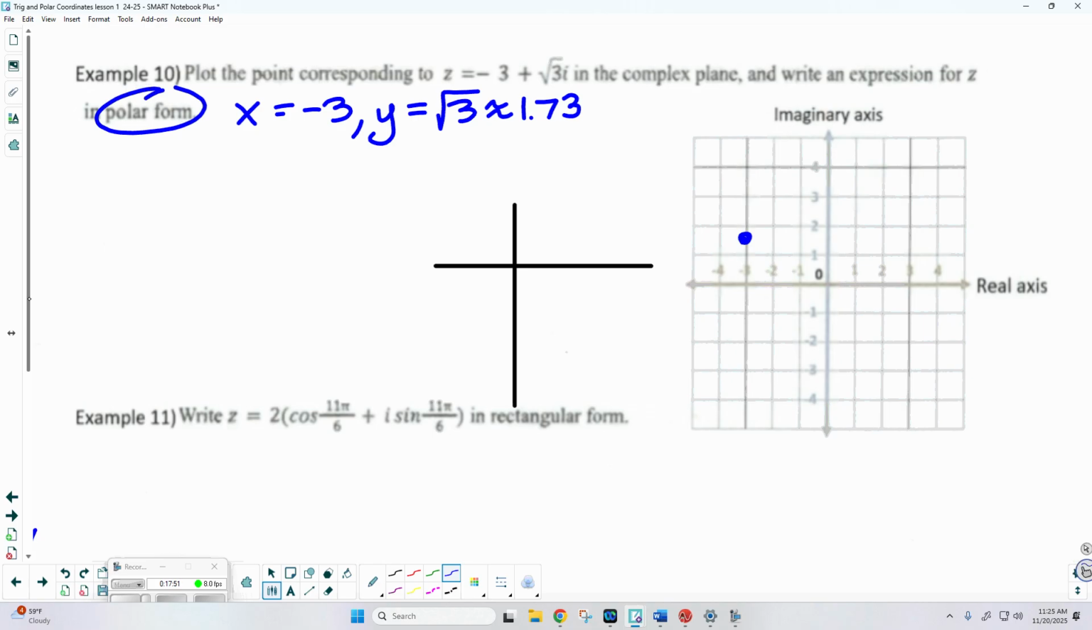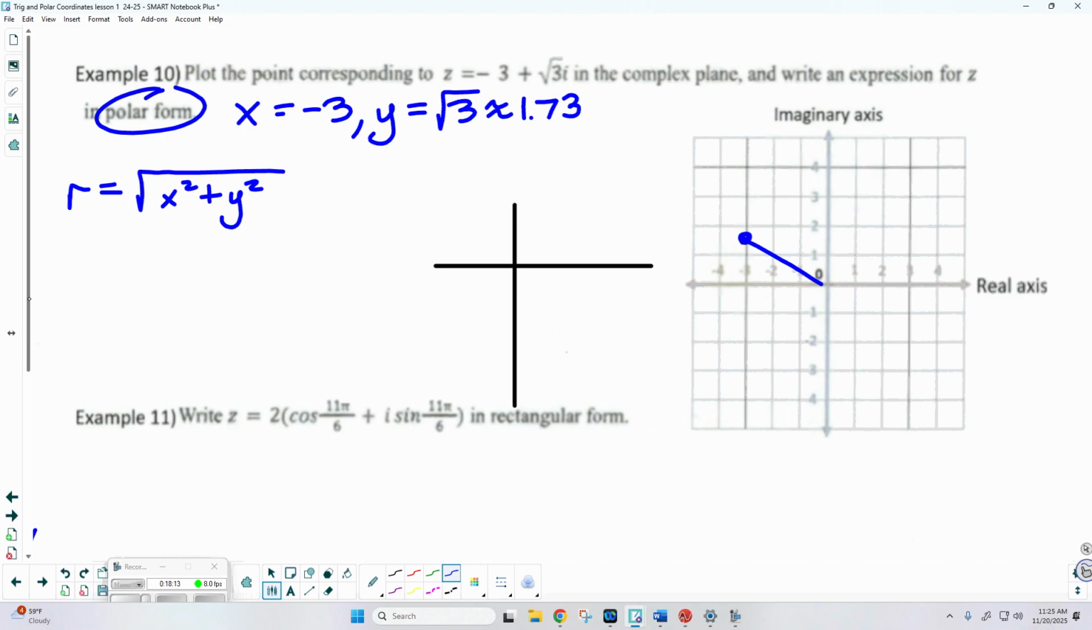Okay, right there. So our point's in quadrant 2. Now, we're building off what we did yesterday. We have an x and a y, but we need to use that to find a polar coordinate. So the first thing we're going to do, that radius, the distance from the point to the origin, we're going to take the square root of x squared plus y squared.